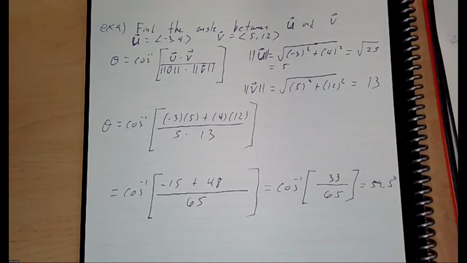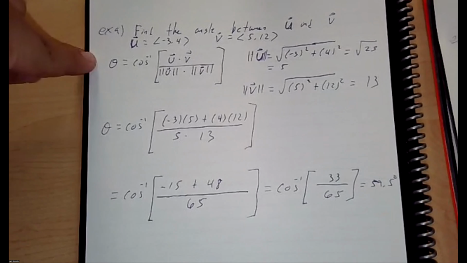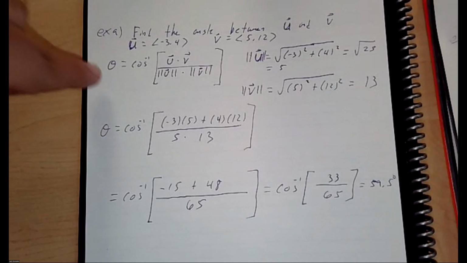So if they ask for angles between vectors, use this formula here. But in order to do so, you need the magnitudes and the dot product. If you notice the dot product is 0, then just stop and say, well, they're at 90 degrees. You're good.